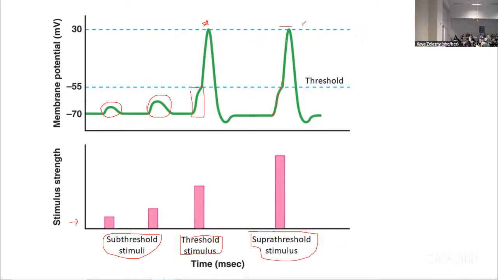still just fires the exact same action potential. Right? So this curve and this curve look the same, even though the stimuli were of different strengths. Right? Didn't have an effect on what our action potential is. So that's our all or none law of action potentials.